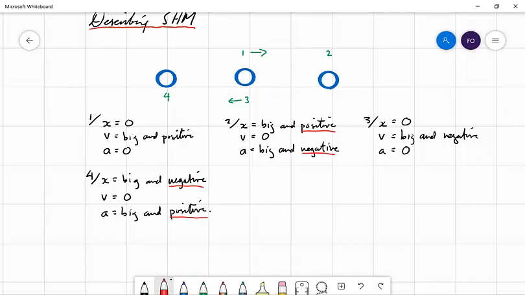I'm just going to sketch a graph here. I'm not going to bother with the ruler. So if we draw a graph of acceleration against position, so this will be in meters per second squared, and this will be in meters, we can see that when a is big and positive, which it was here in position 4, x was big and negative. So when a is big and positive, x is big and negative, which means we can put a point here.